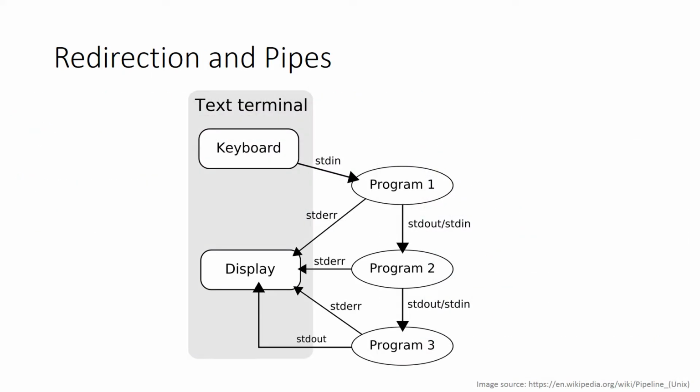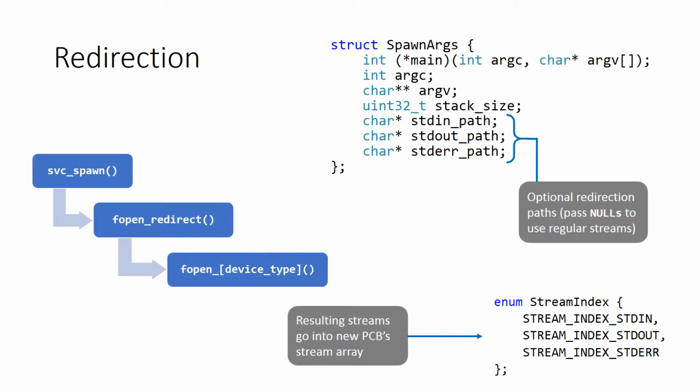Redirection is when you replace one or more standard streams of a process with other targets. You can combine this with pipes to attach the standard out of one process to the standard in of the next. The way I implemented redirection was by adding an optional path argument to spawn for each of the 3 standard streams. For each path, the appropriate version of fopen is called based on the device type, and the resulting stream is added to the new process's control block.